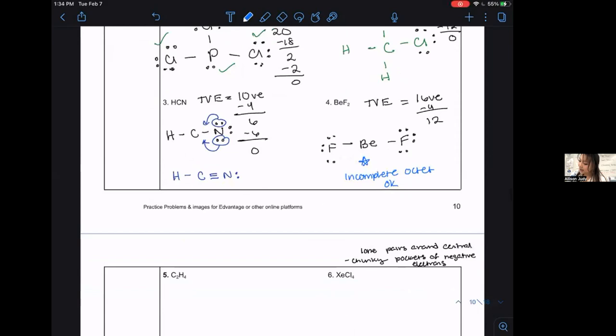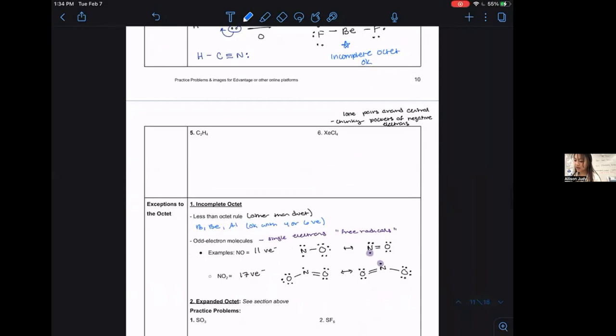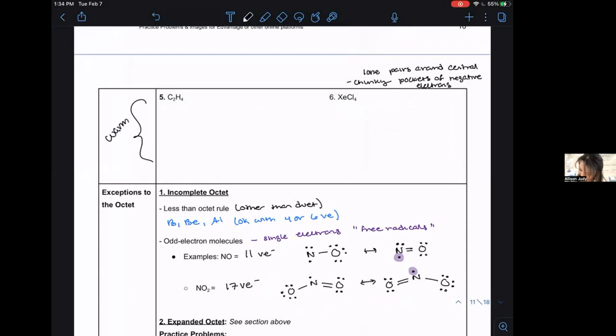So that leads me to, we're going to skip over those for a second, and that leads me to incomplete octet. We will warm up tomorrow with this. This will be our warm-up. Please, someone remind me of that. Okay, this will be our warm-up tomorrow.